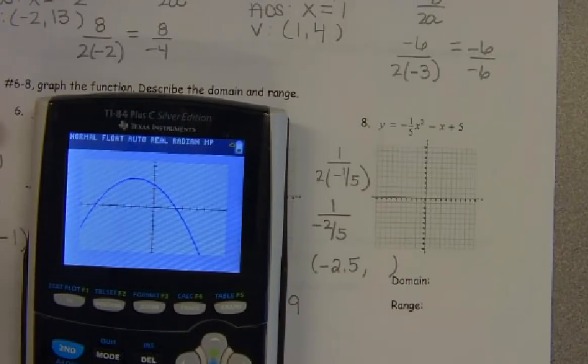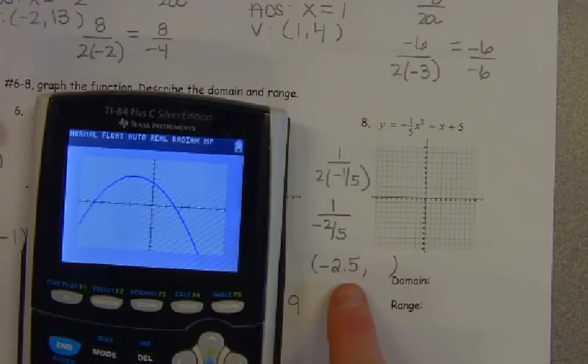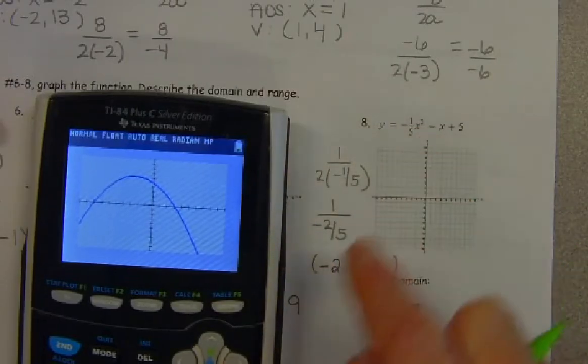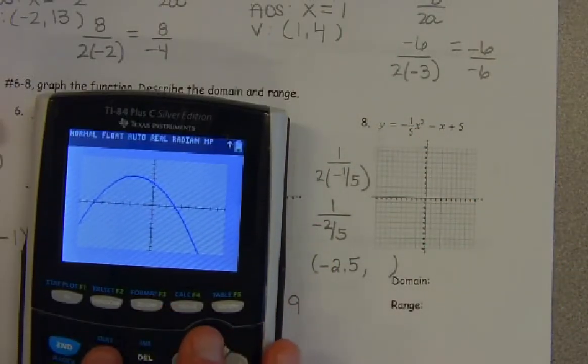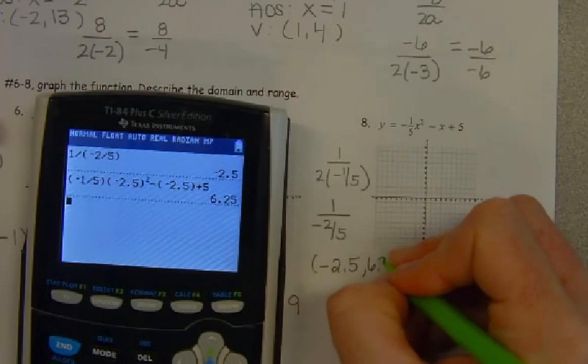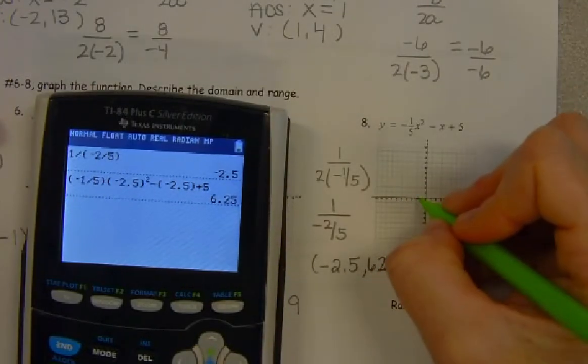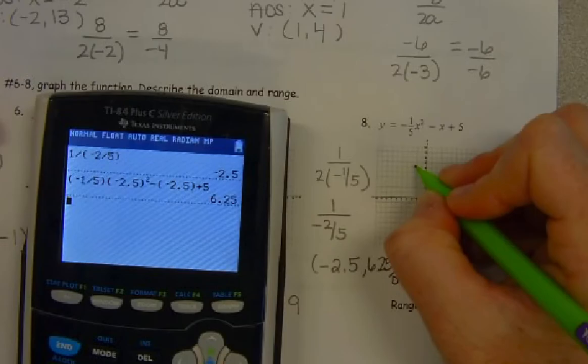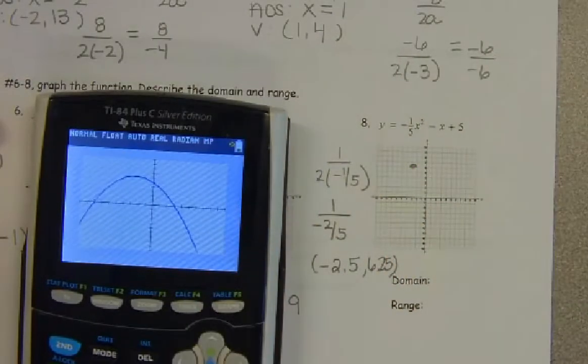So this time to get my y value, I can't use my table because this is a decimal. However, there is a key. You could either plug it in, or that's probably our easiest way right now. So if I plug it in, I go -1/5 times -2.5 squared minus -2.5 plus 5. And it looks like my y value is 6.25. So -2.5, 6.25 is approximately right there.